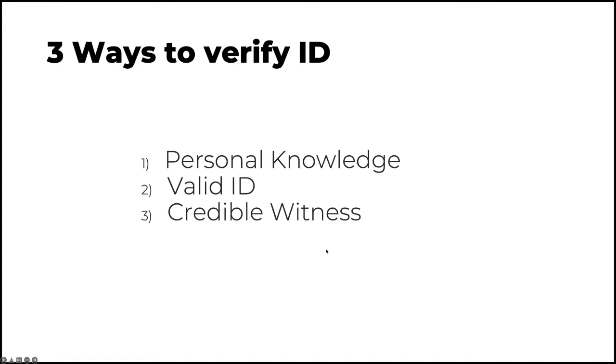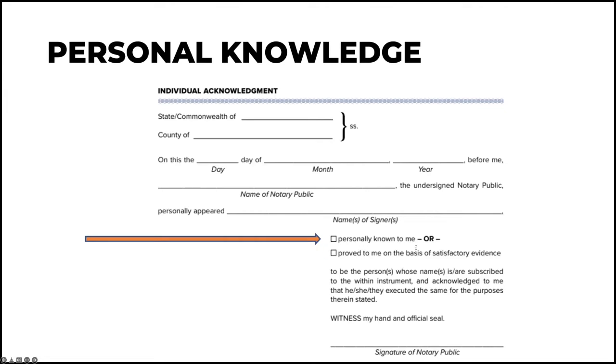There are three ways to identify or to verify ID. One of them is through personal knowledge. Another one is by using some form of valid ID. And then the last one is through credible witnessing. First up is the easiest way.